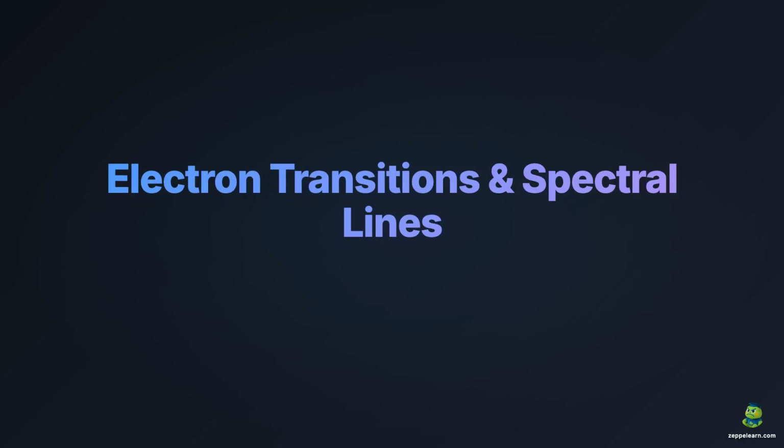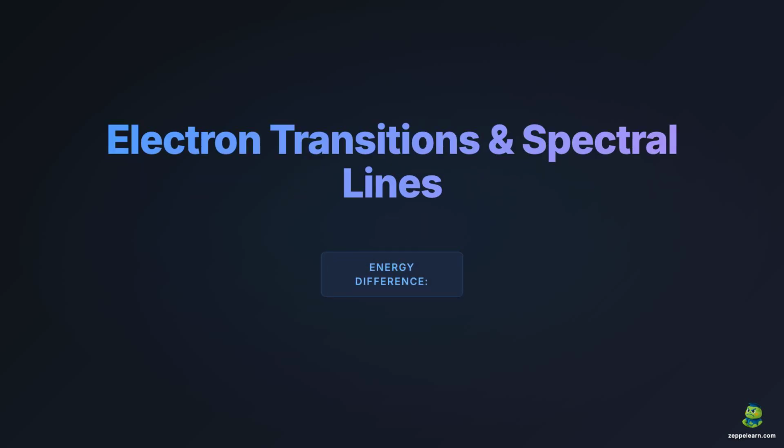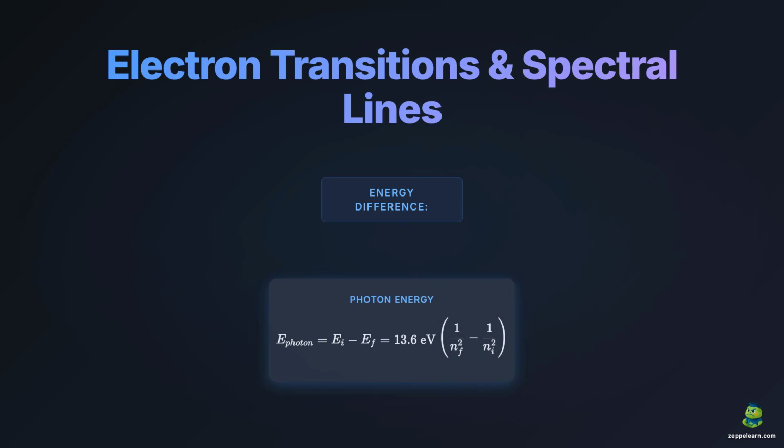When electrons transition between energy levels, they emit or absorb photons with specific energies, creating the hydrogen emission spectrum. The energy difference between levels determines the photon energy and therefore the wavelength of emitted light. The energy of an emitted photon equals the difference between the initial and final energy levels, which is 13.6 eV times the quantity 1 over n final squared minus 1 over n initial squared.